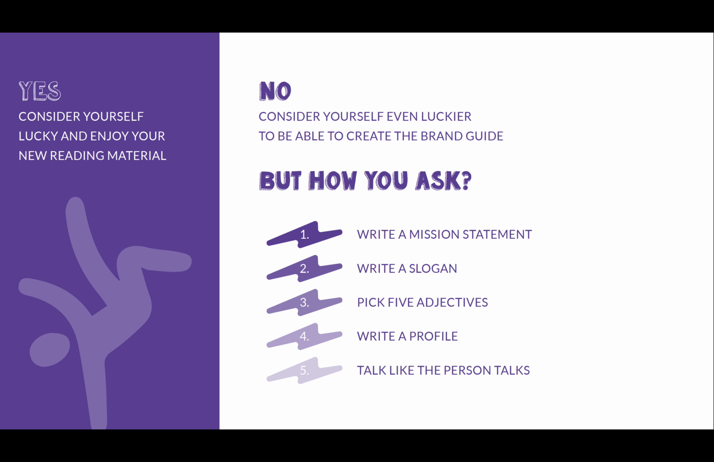Just to list it out real quick. One, we're going to write a mission statement. Two, we're going to write a slogan. Three, we're going to pick five adjectives that describe who we are as a brand and as a company. And then we're going to write a profile. Once this profile is written, with all of these parts, we should have a really good idea of who they are, what they are, and how exactly they would talk, right?